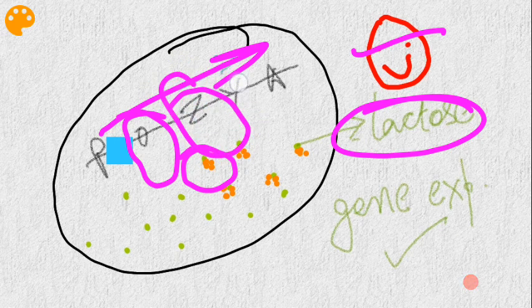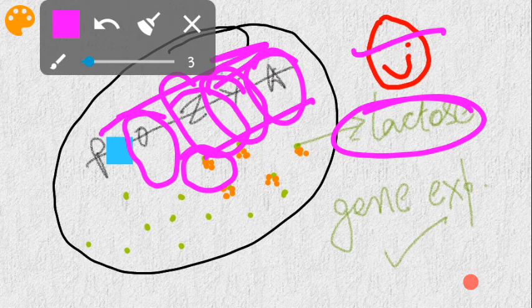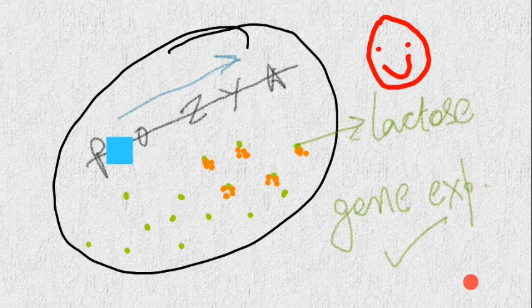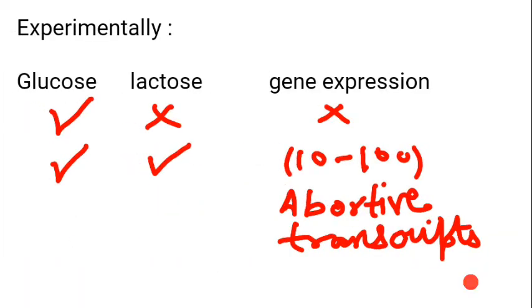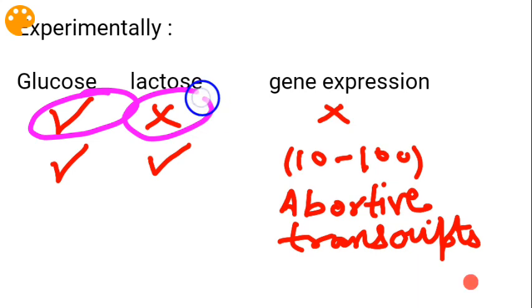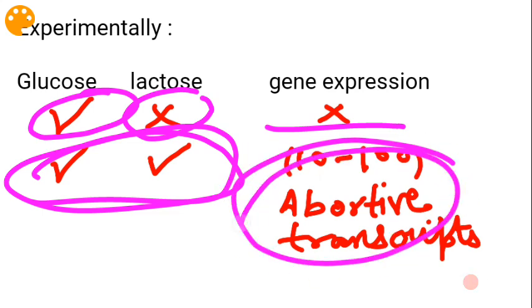In that case, lac Z, lac Y, and lac A will make proteins that will be used to utilize the lactose present in the medium that will enter the bacterial cell. Now, experimentally it has been seen that when glucose is present and lactose is not present, gene expression will not occur. But when both are present, abortive transcripts are formed.